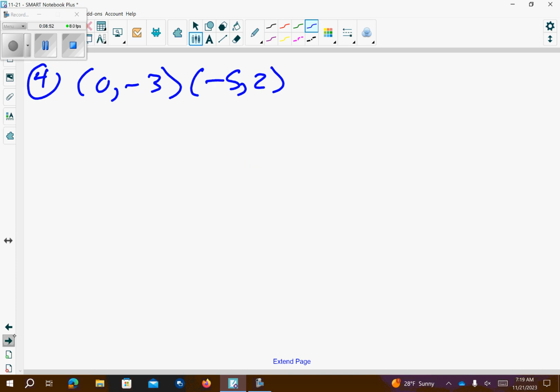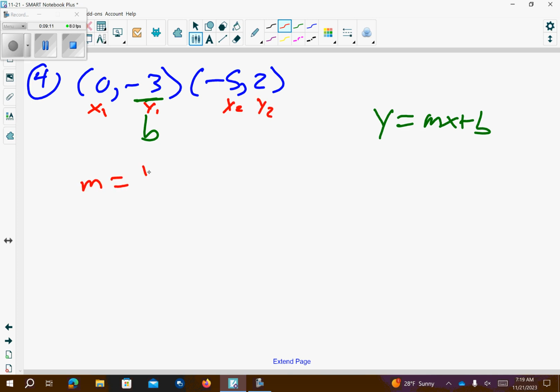Number 4, we want to write the equation. A few things we know. This has to be my b value. It's my b value because I have 0. So eventually we're trying to get to this. I'm going to go ahead and label this x1, y1, x2, y2. Let's figure out the slope.